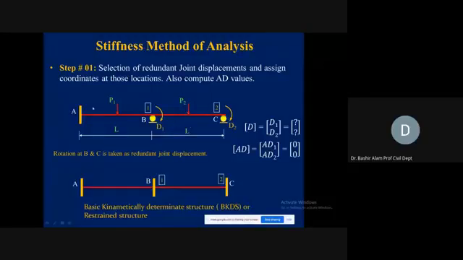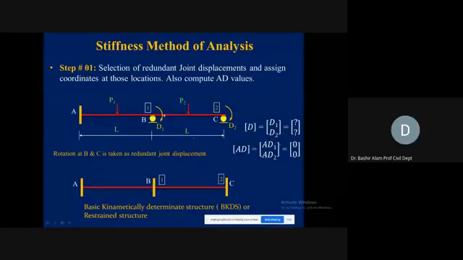Now, this is the actual structure. Corresponding to D1 and D2, we don't find any action. No moment is here corresponding to D1 and no moment corresponding to D2. So this way we declare our AD1 is equal to 0 and AD2 also is equal to 0. And D1 and D2 are our unknowns.